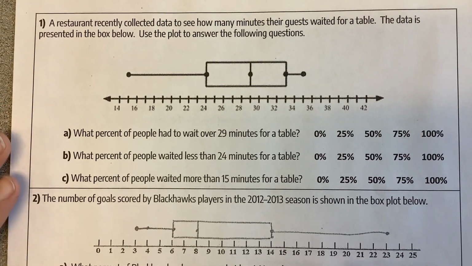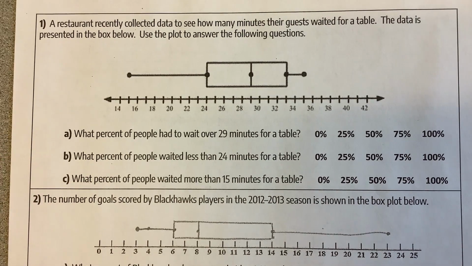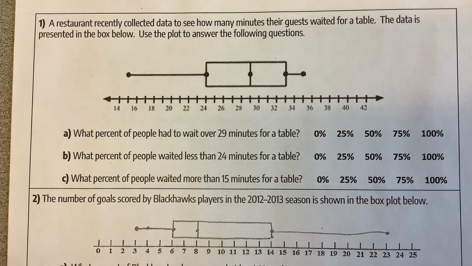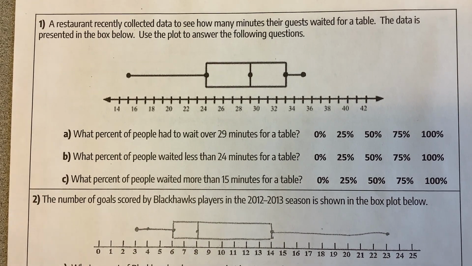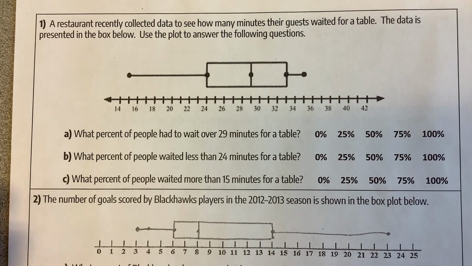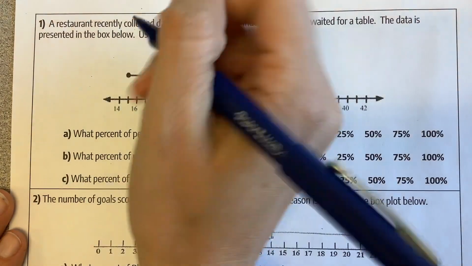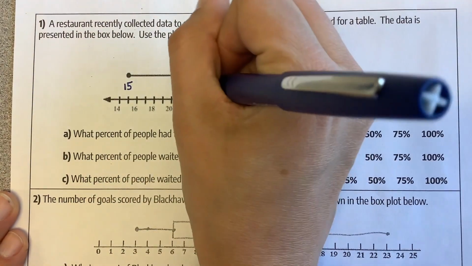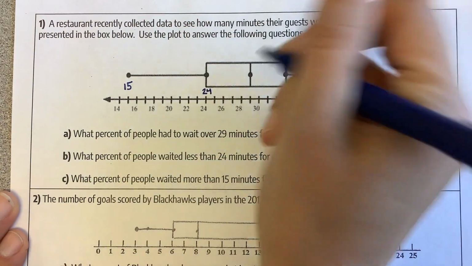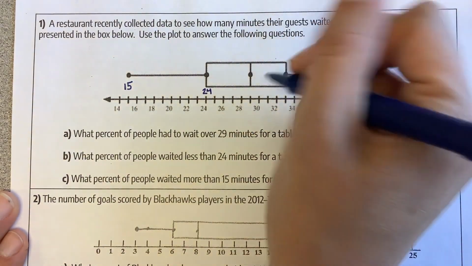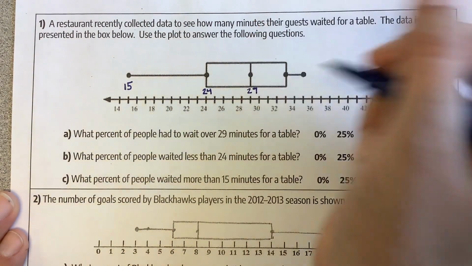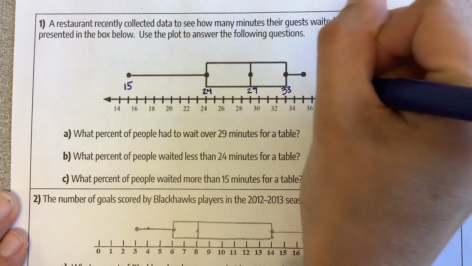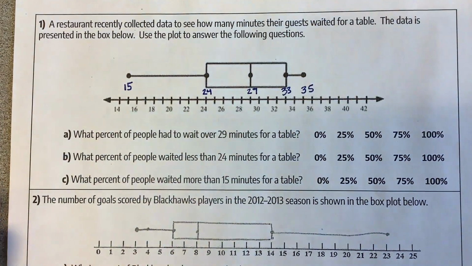So let's look at how we're going to use this to analyze. It says a restaurant recently collected data to see how many minutes their guests waited for a table. The data is presented in the box plot below. Use the plot to answer the following questions. So we've got our lower extreme here, which is at 15. We've got our Q1, which is at 24. We've got our median here, which is at 29. We have our Q3, which is at 33, and our upper extreme at 35.